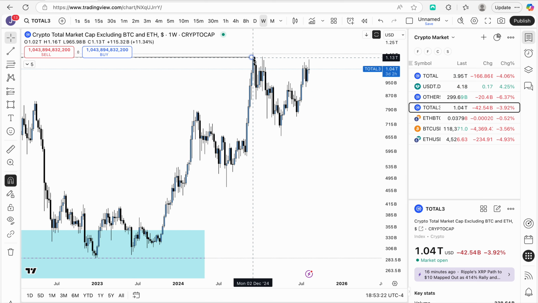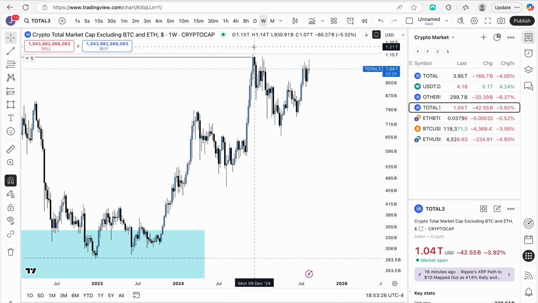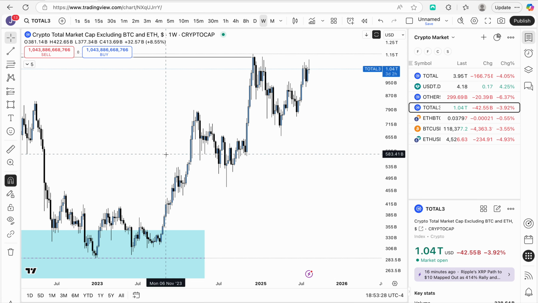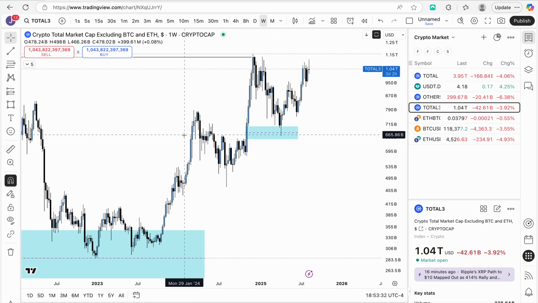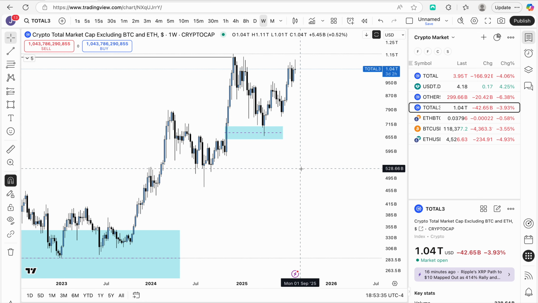It takes out the high, but doesn't create a fair value gap to continue higher. So it retraces. And of course, where does it go? Well, you find a fair value gap, and that's one that you can use. This is on the weekly time frame, right?